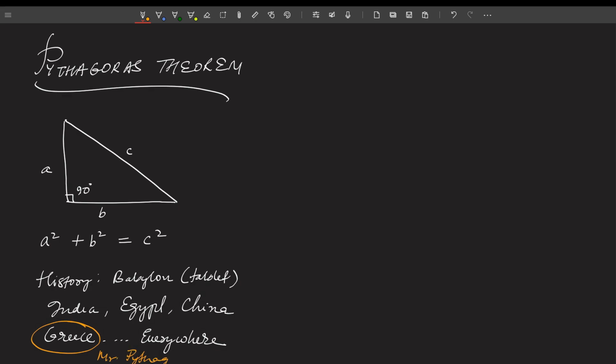Nonetheless, he gets the credit, even though we don't know who the original discoverer of the Pythagorean theorem was. Let's look at a few examples of Pythagorean triplets. 3, 4, and 5 is the simplest, the smallest, and the most popular Pythagorean triplet. Next we have 6 squared plus 8 squared. This is equal to 10 squared.